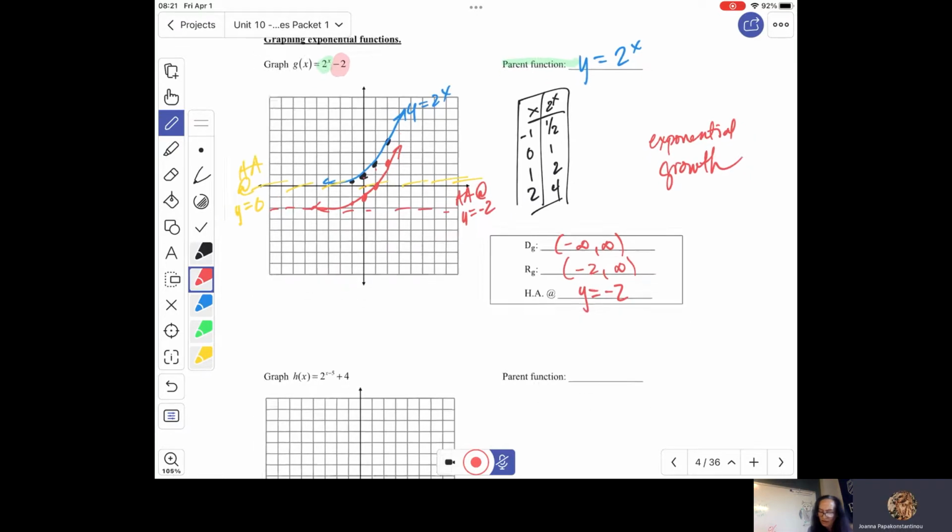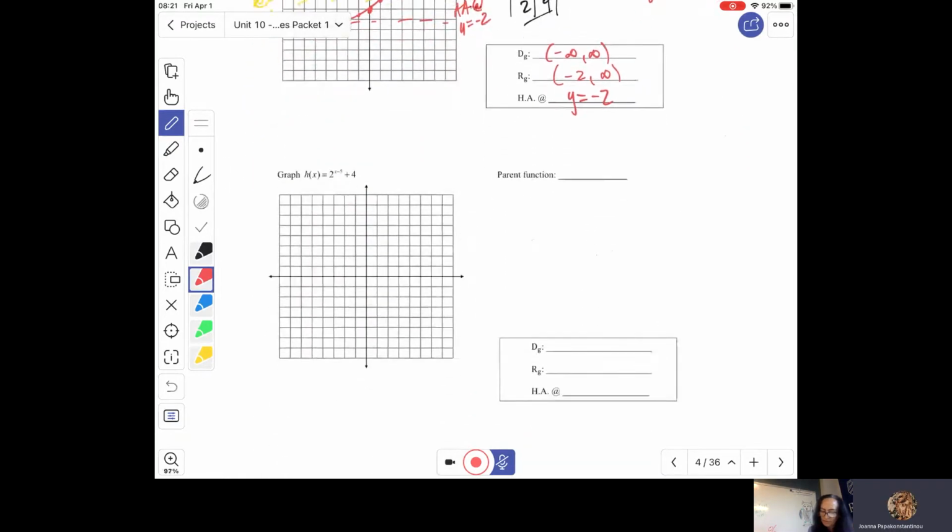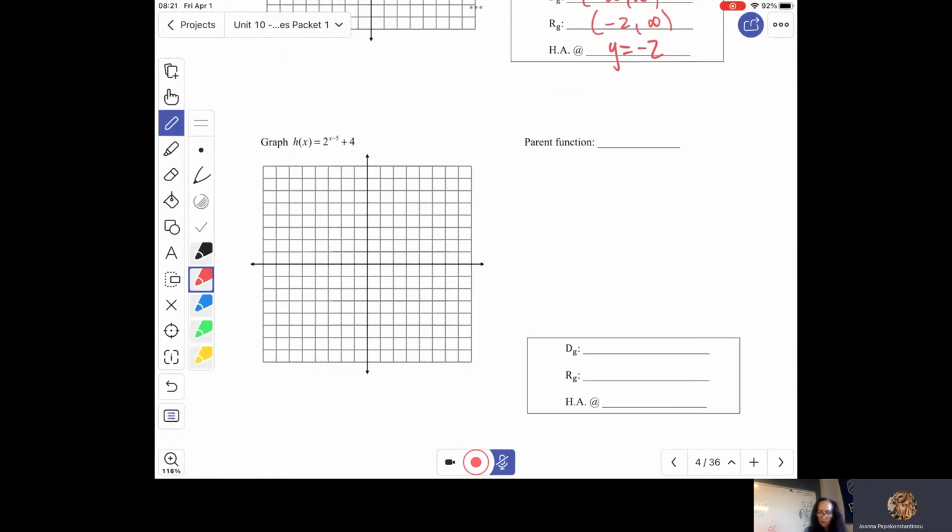They get a little bit more interesting. One transformation isn't enough. Let's take a look at this next one. What is the underlying parent function?